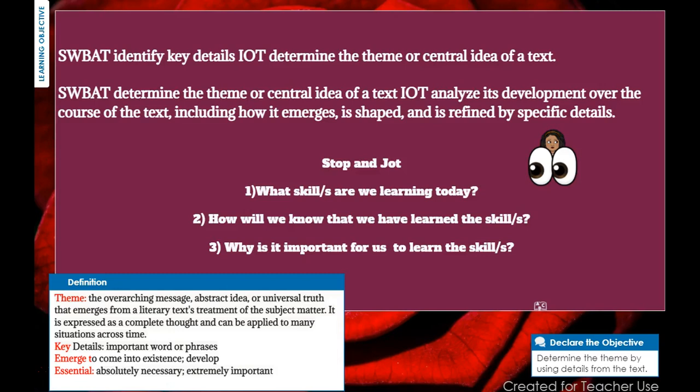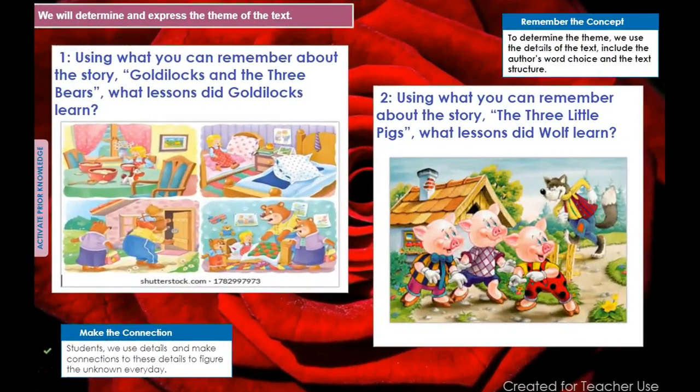Key ideas or key details, we know that we're looking at important words and phrases. We're talking about emerge, we're talking about develop. It's coming into existence. Essential is absolutely necessary. We need this. All right, so take a minute and pause the video, and I want you to use what you can remember about these stories to tell me the lessons that the characters learned. And then we're going to come right back and we're going to talk about it. All right? Go ahead and pause now.